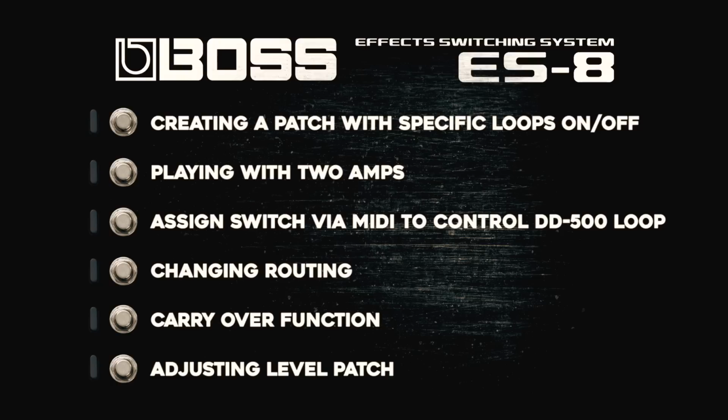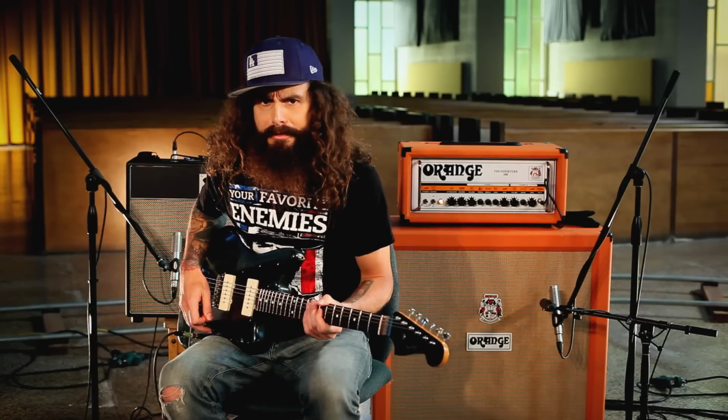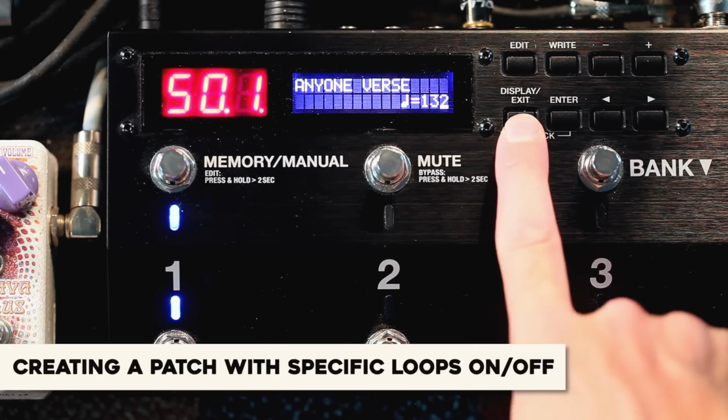And today, the topics are creating a patch with specific loops, playing with 2 amps. We're going to assign a switch of the ES-8 to control the loop of the DD500, changing routing, the carryover function, and adjusting the level of a patch. Okay, let's start. Let's do the first sound.